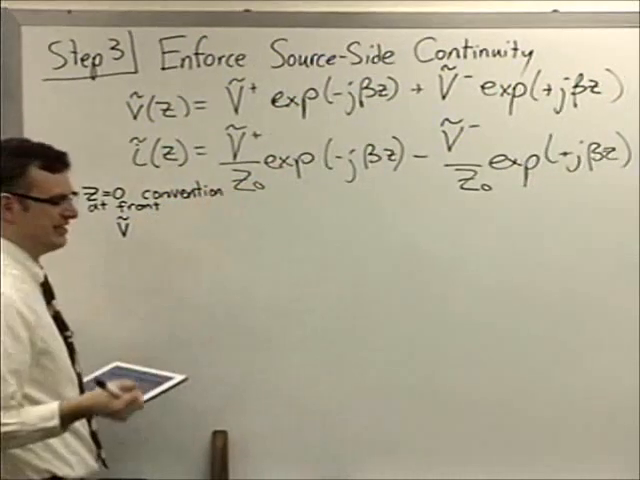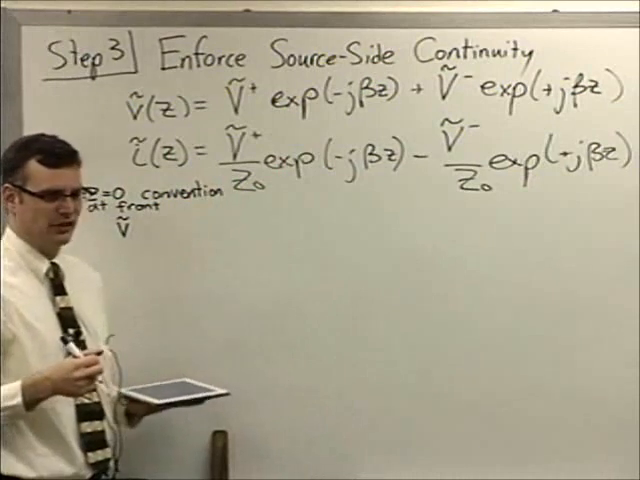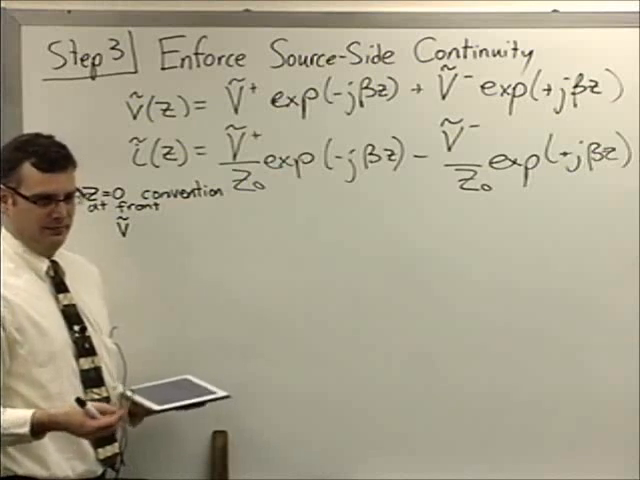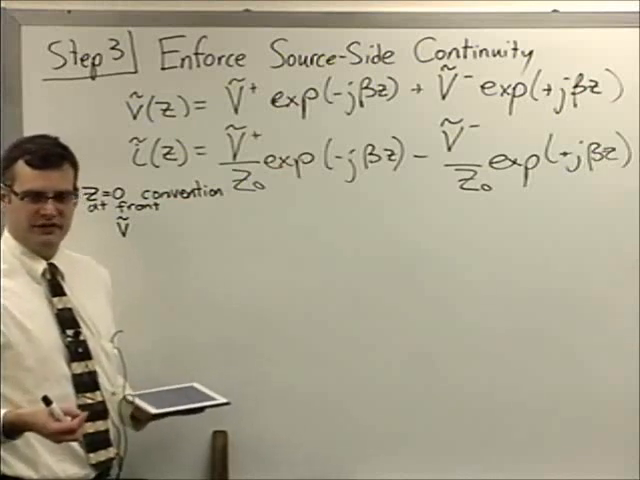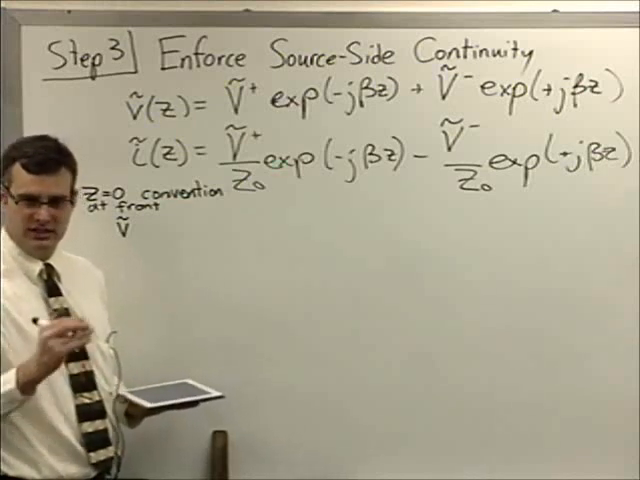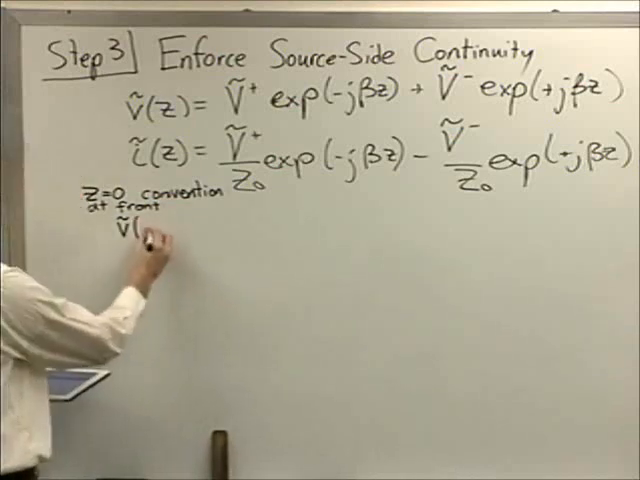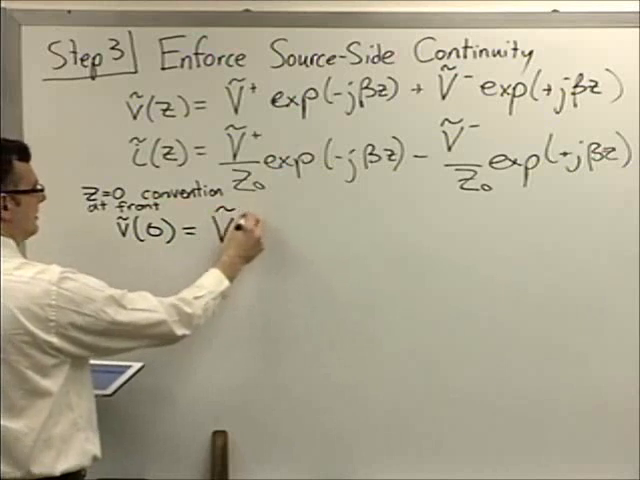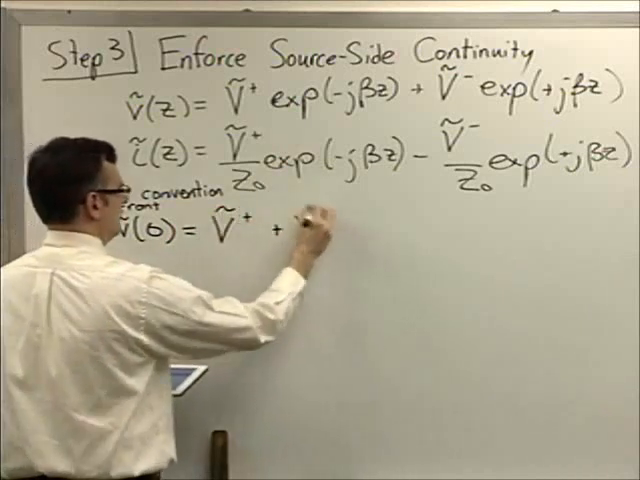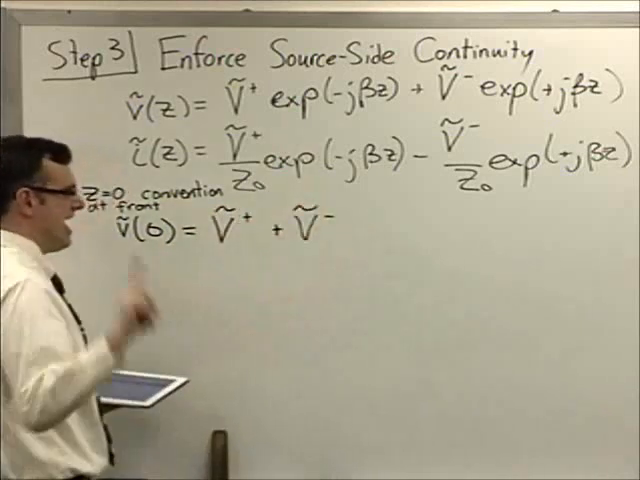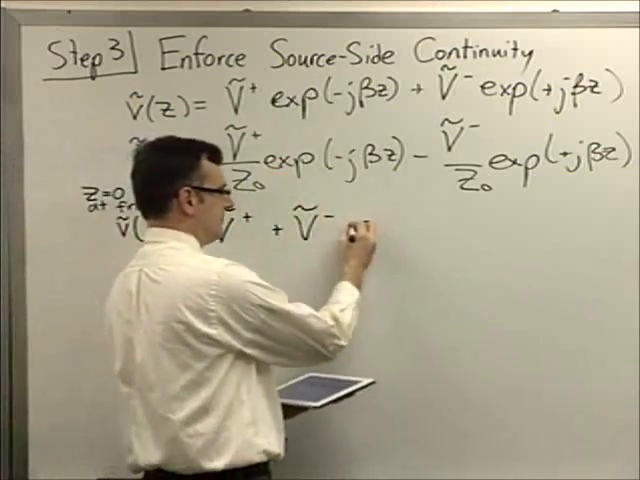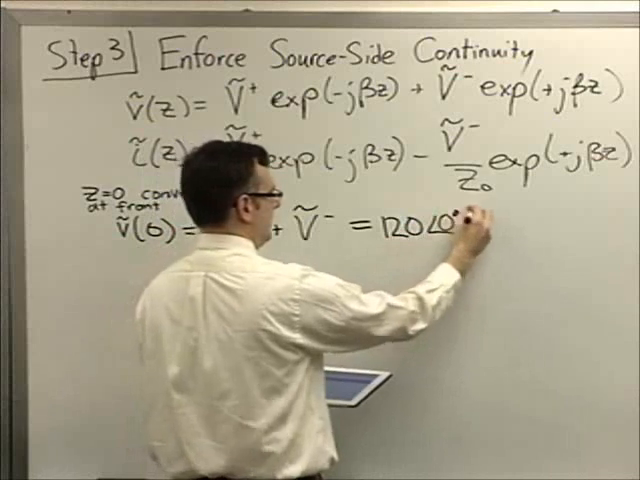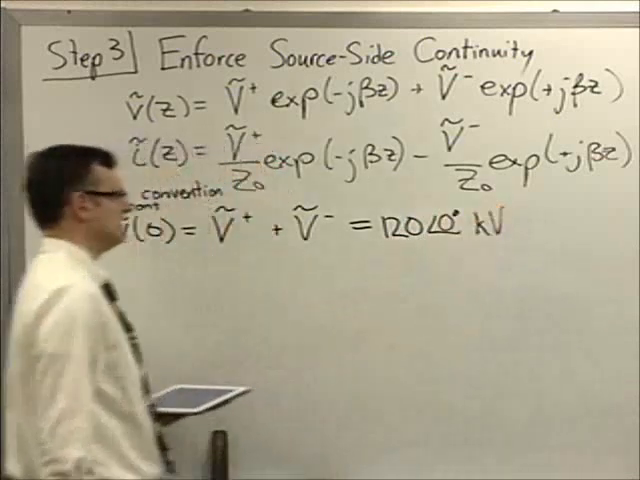we could also do that thing where z equals negative d at the front of the line. In that case, you just put in negative d. It doesn't matter. You can use either convention you want as long as you're consistent. What is it when you put in z equals 0? Voltage becomes V plus plus V minus phasor. And we know that because of continuity, those two must add up to 120 kilovolts.